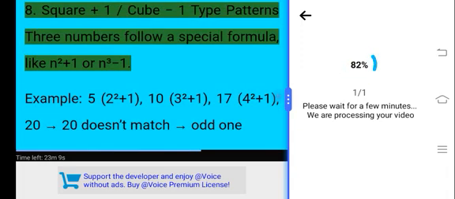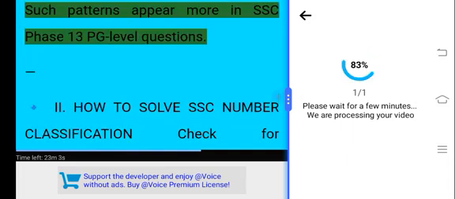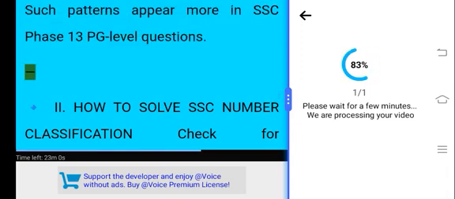8. Square plus 1, cube minus 1 type patterns. The numbers follow a special formula, like n squared plus 1 or n cube minus 1. Example: 5, 2 squared plus 1 is 5, 3 squared plus 1 is 10, 4 squared plus 1 is 17, 5 squared plus 1 is 26, 20 doesn't match → odd one. Such patterns appear more in SSC Phase 13 PG level questions.